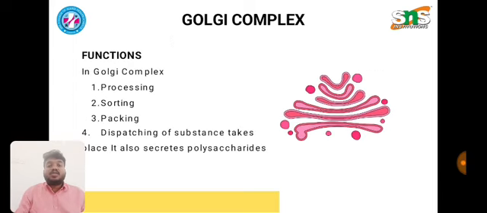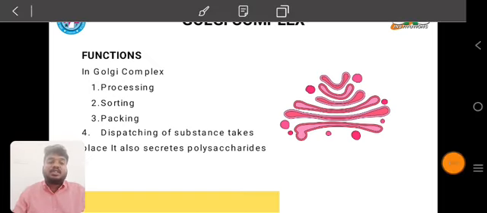So what are the functions of the Golgi complex? It has four types of functions: processing, sorting, packing and dispatching of substances. It also secretes polysaccharides.